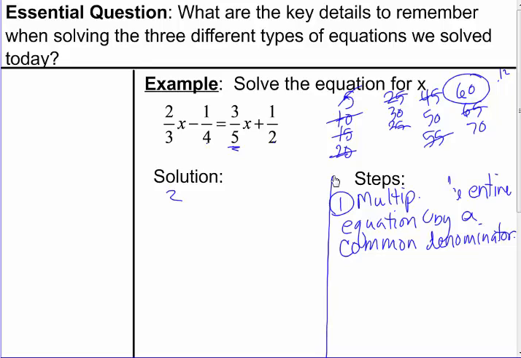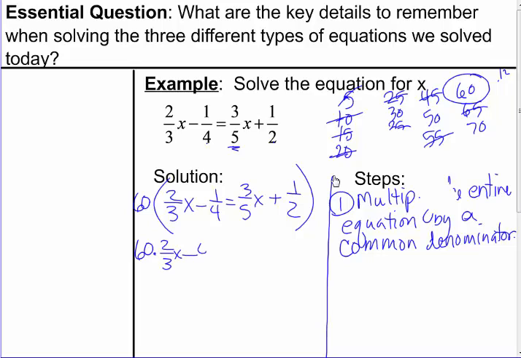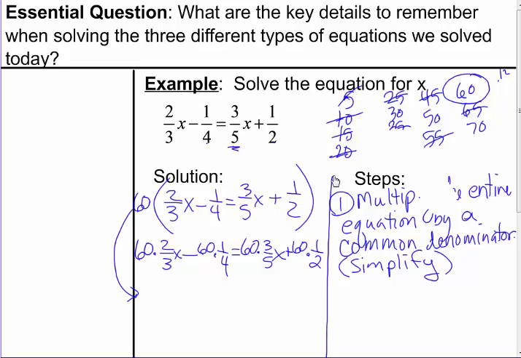So we are going to take the entire equation and multiply the whole thing by 60. So it's going to be 60 times the 2/3 x minus 60 times the 1/4 equals 60 times the 3/5. Now you do not necessarily need to do the step that I'm doing right now, but I want to show you what we're doing. Okay, all parts get multiplied by that number, plus 60 times 1/2. And then we're going to simplify this step. So I'm just going to add a little simplify here.